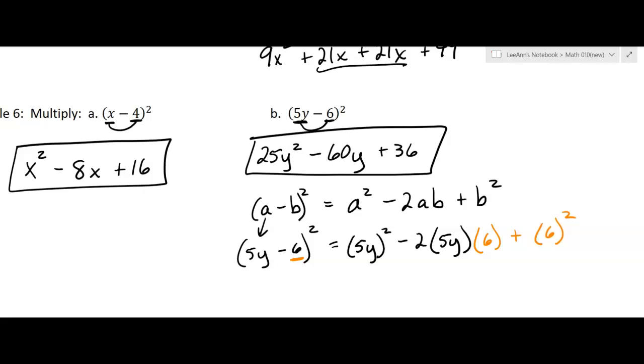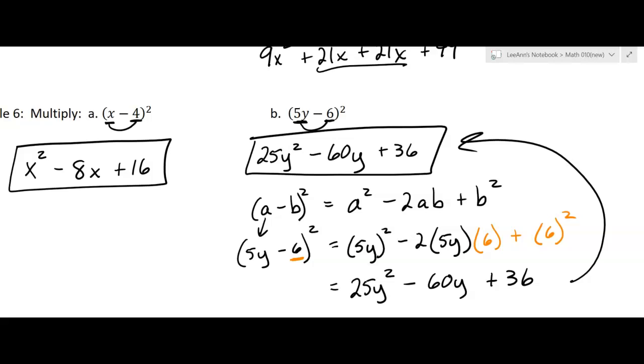Okay? And then I just have to multiply stuff out. So it's all there for me. I just have to do a little bit of work. 25y squared minus, okay, 10 times 6, that's 60y, plus 36, which better be what we got up here. Okay, it is, and that's how you do those problems. So have fun, play around with them. Probably will be on the final, but we need to know how to square a binomial.